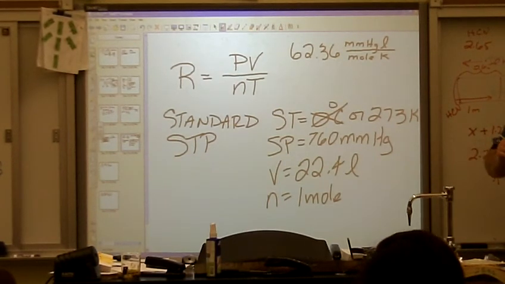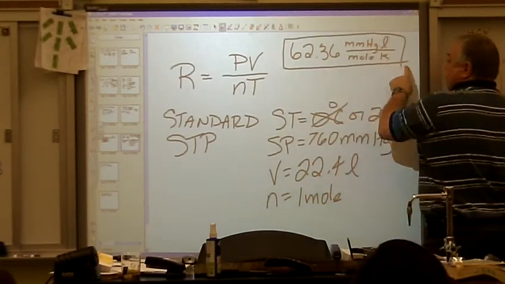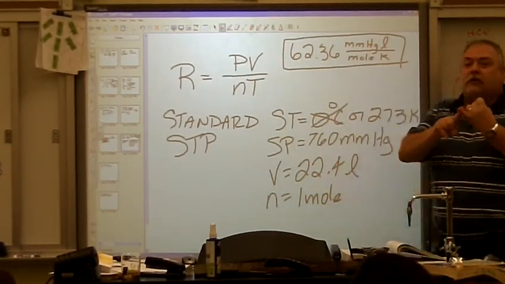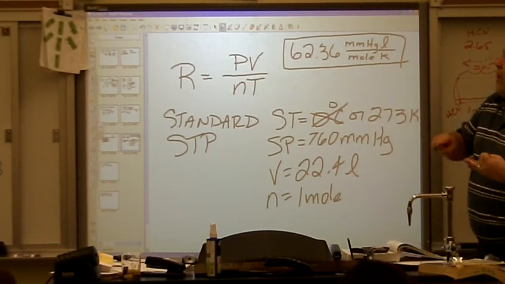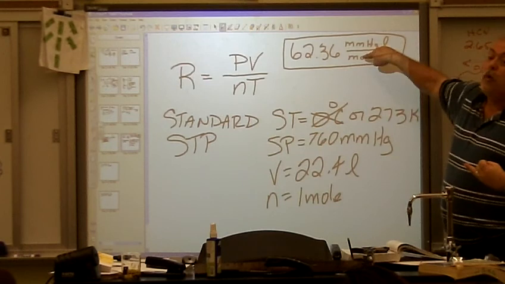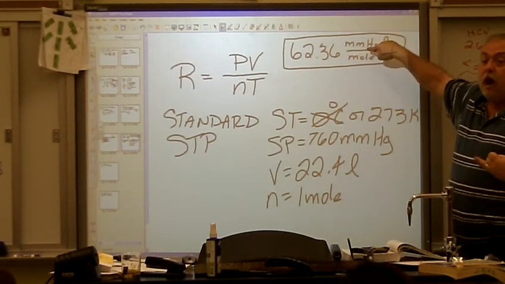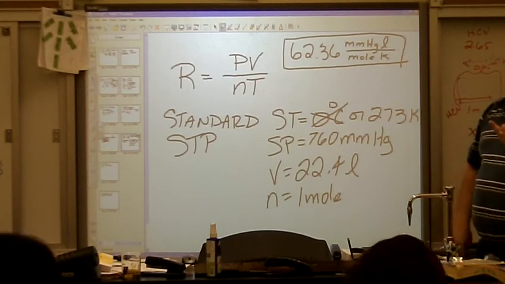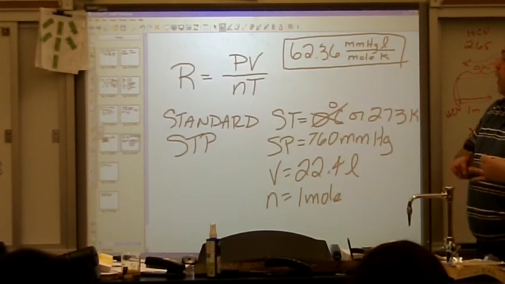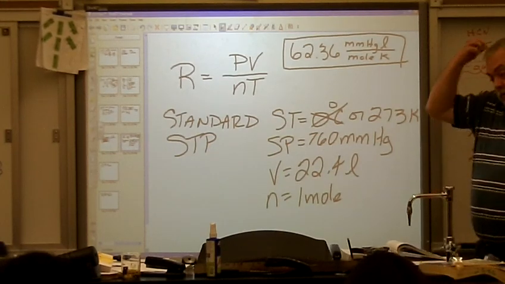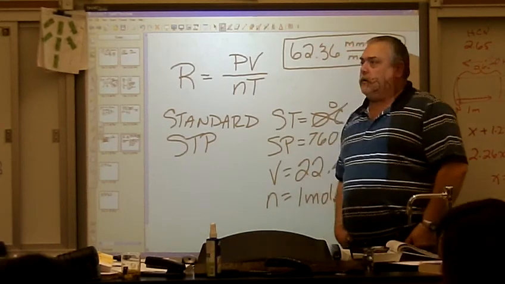Now, in this particular case, if pressure is measured in millimeters of mercury and volume is measured in liters, this R value will always be used in that problem, as long as pressure is in millimeters of mercury, temperature is in Kelvin, and volume is in liters. And it looks like that's as far as we can go.